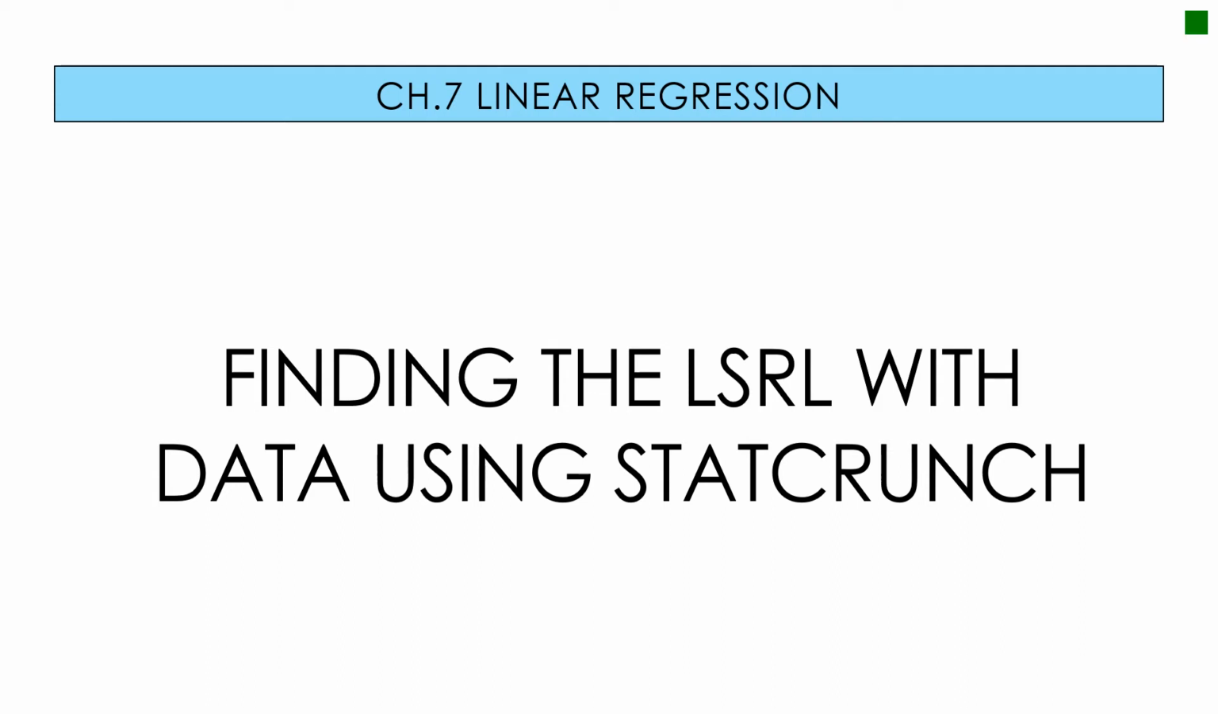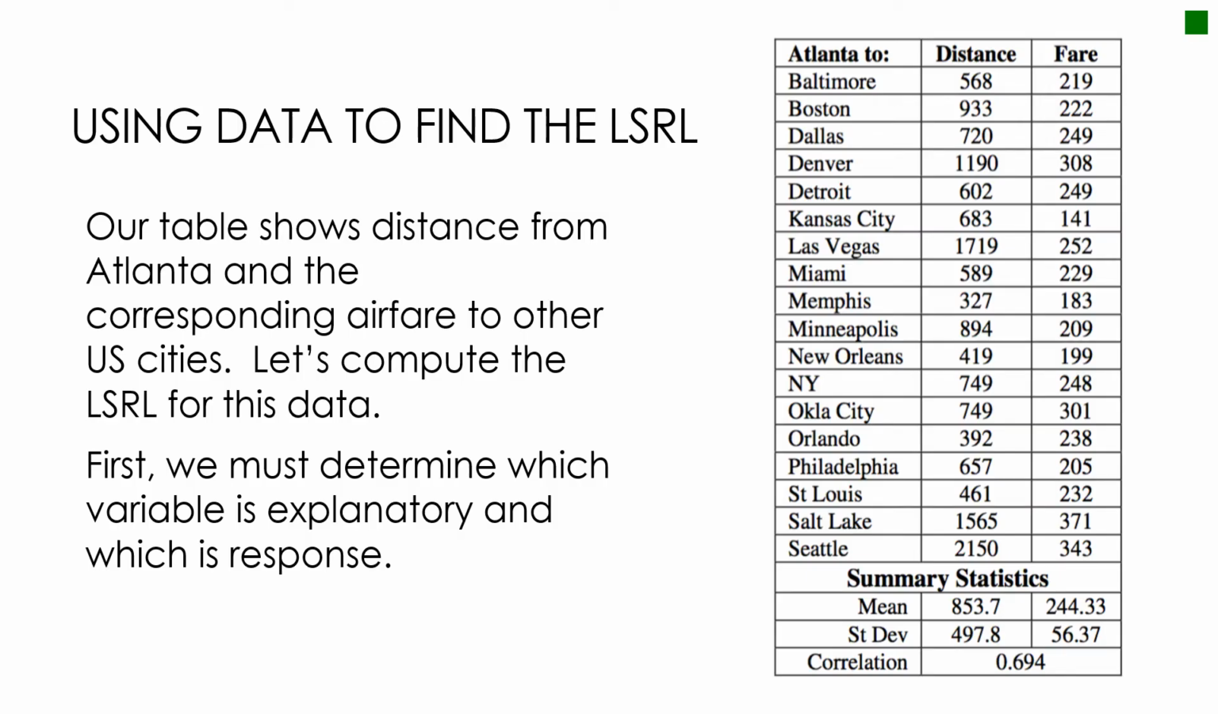So now we know what a least squared regression line is. Now I want to know, how do I find the equation of that line if I have data using StatCrunch? So what I want to do is take some data and find the least squared regression line. And when I'm talking about data, I'm talking about a spreadsheet of data like this.